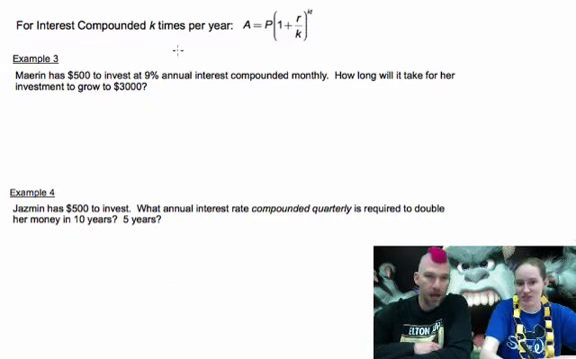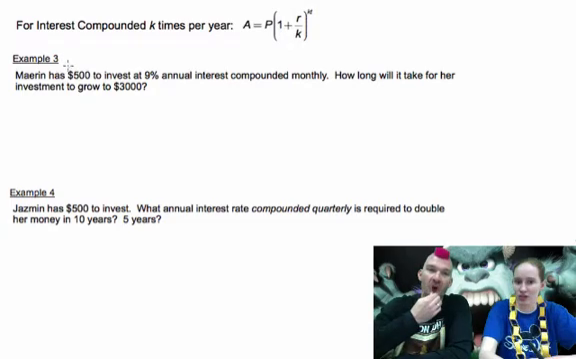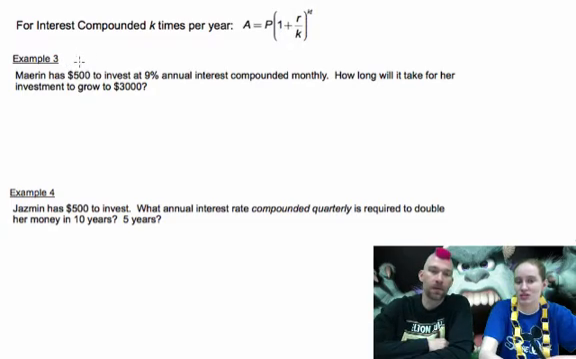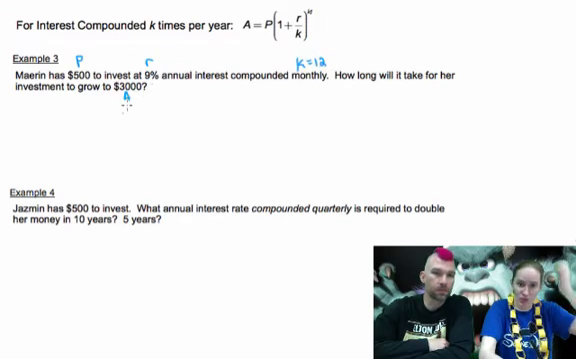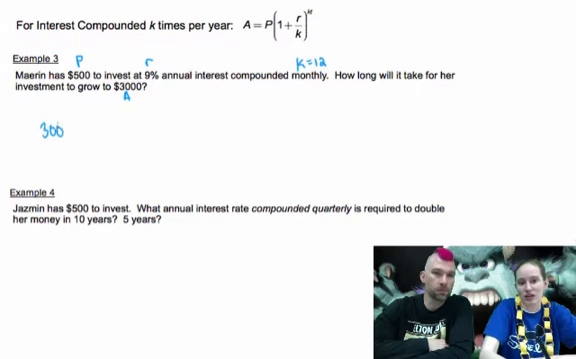Example 3. Marin has $500 to invest at 9% annual interest compounded monthly. How long will it take for her investment to grow to $3,000? They don't give us a T here. The monthly means that K will be 12. And we're trying to figure out when A will be 3,000. So if we set that up.